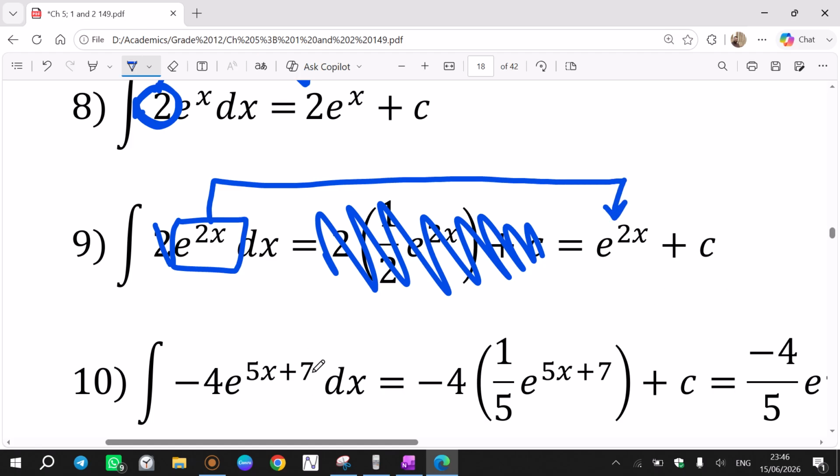Now look at this one. The derivative of the power is 5. Do I have 5 outside? No. I need to write 5 here. Times. It's not minus, it's times. And to keep the balance, I write 1 over 5 outside.